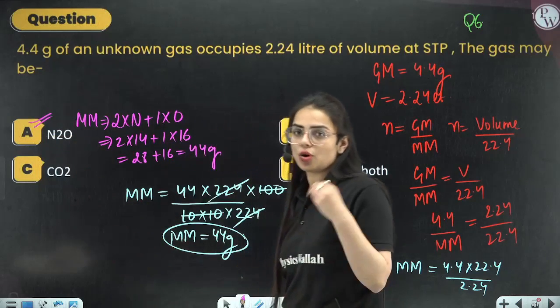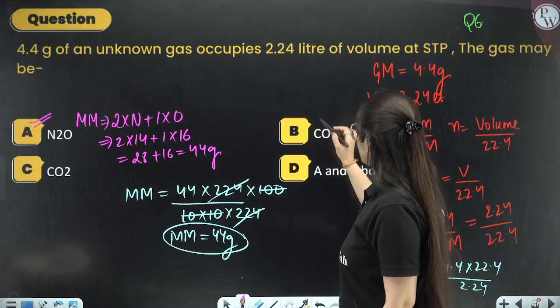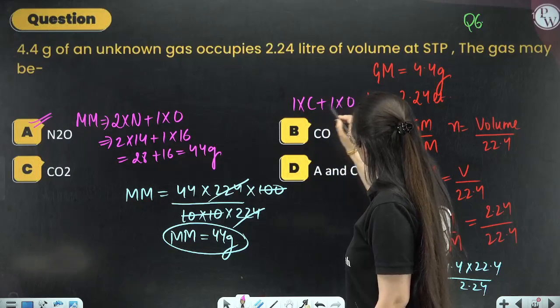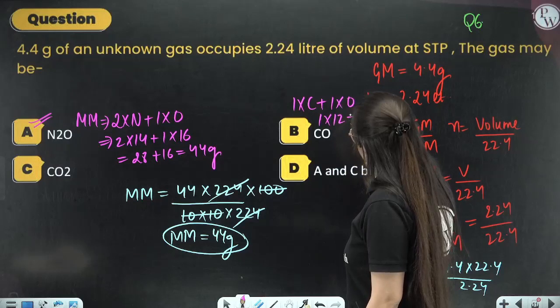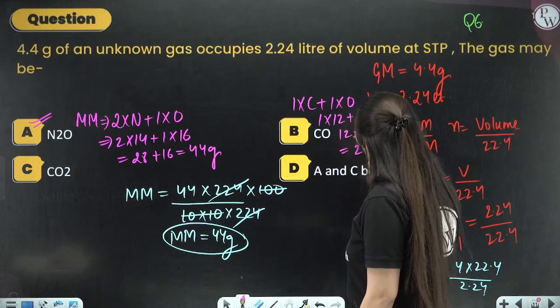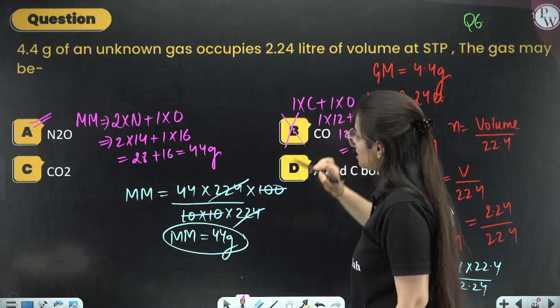Let us see more options. B option is CO. How many carbon? 1. So 1 into carbon mass plus 1 into oxygen mass. Carbon mass is 12 and oxygen mass is 16. So this is 12 plus 16. This comes out to be 28. That means B option is incorrect.